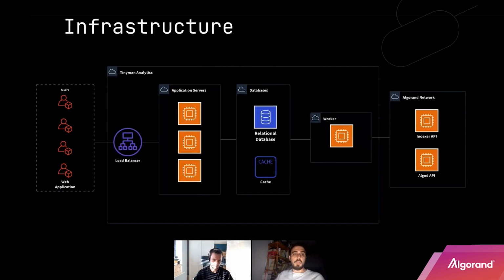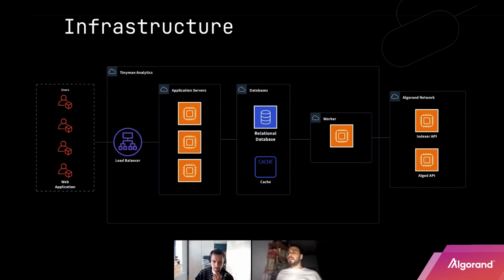I think I talked enough about the UI and the USD prices. Let's dive into the backend infrastructure of Tinyman Analytics. As you can see from the diagram, it's a cloud agnostic diagram. On the background, we have a worker which mostly integrates with the Algorand network. It makes network requests to the Indexer API and the AlgoD API. Therefore, we can process blocks and get asset info or account info.